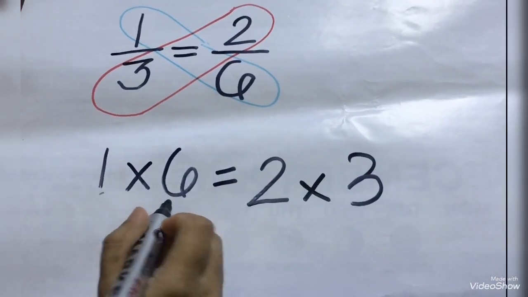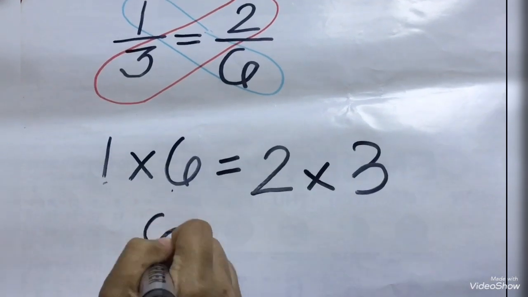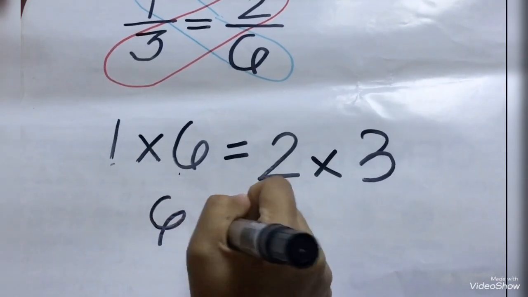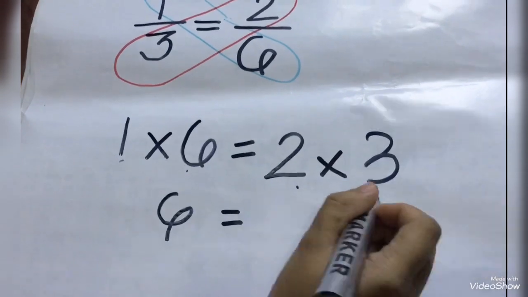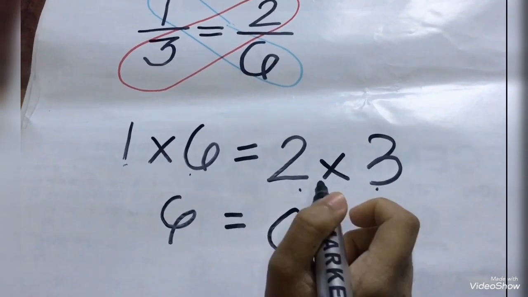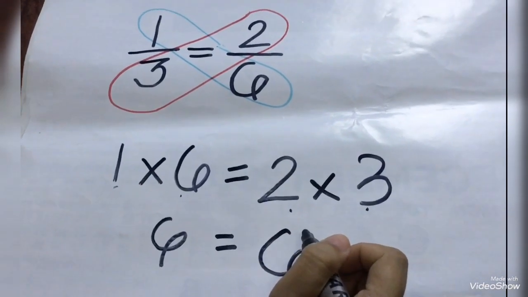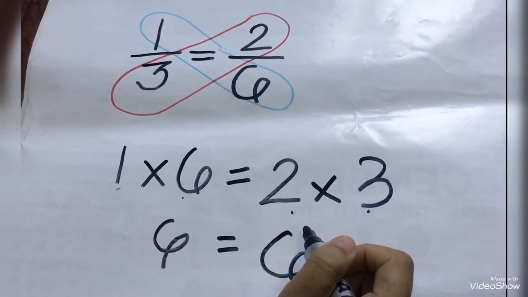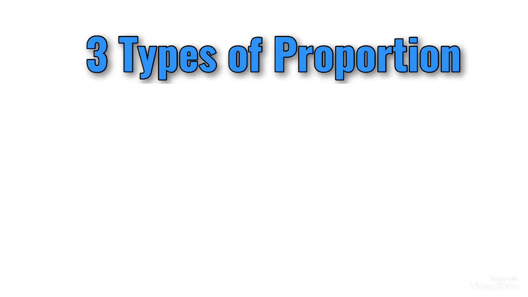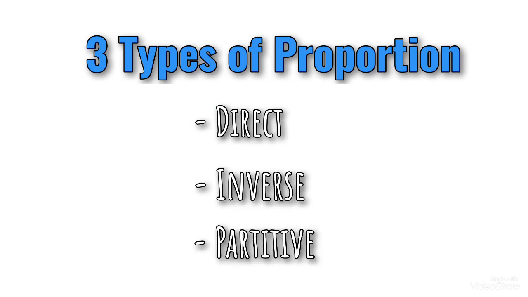1 times 6 is equal to 6. And 2 times 3 is equal to 6. Therefore, 1:3 and 2:6 is a proportion. There are three types of proportion: direct, inverse, and partitive proportion.